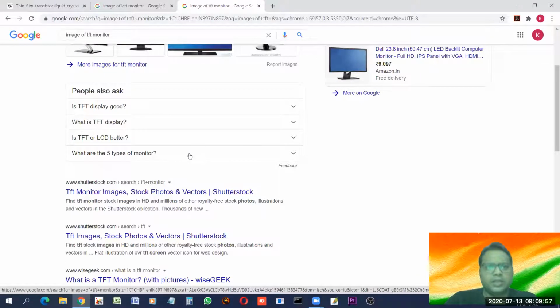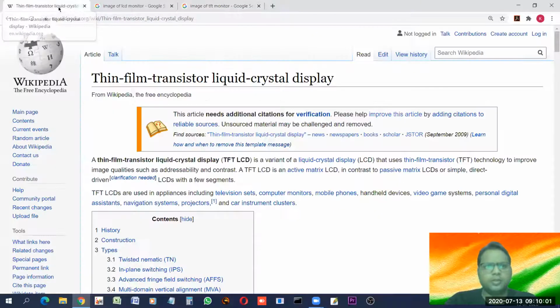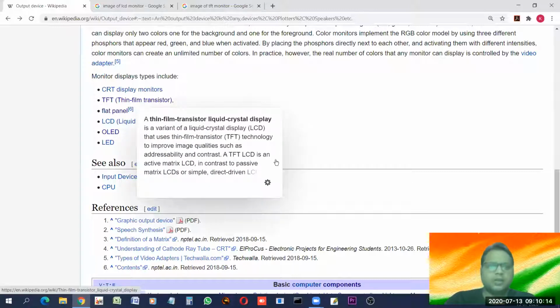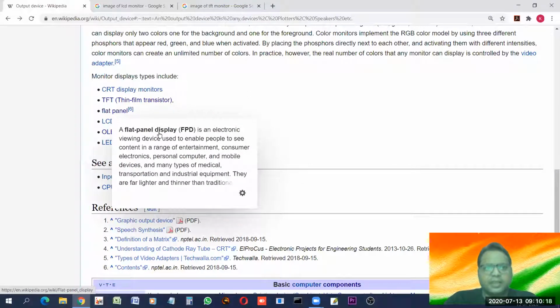So at your level, it is only important to learn the full form if you know TFT. TFT LCD means thin film transistor liquid crystal display, which uses this technology to display images. Flat panel display is an electronic viewing device used to enable people to see the content. It is a flat device. TFT is also a flat panel display.